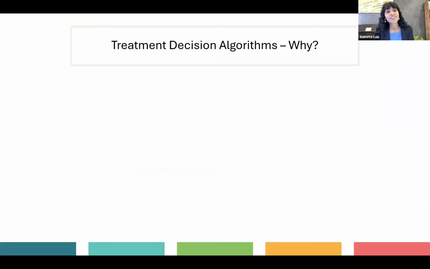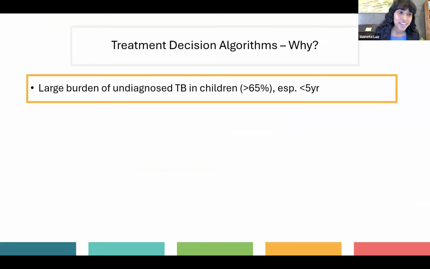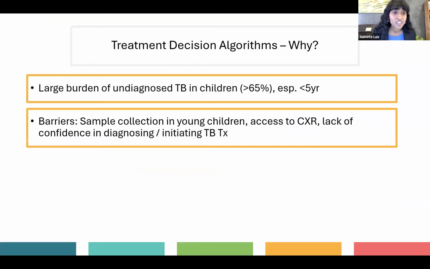So to start off, we ask ourselves, why do we need treatment decision algorithms? As Karen and Prof. Rabie have mentioned, there's a large burden of undiagnosed TB in children, especially in those under 5 years. Some mathematical models estimate more than 65% of underdiagnosis. So we ask ourselves, what are the barriers to making the diagnosis in our country? Some of them could be reluctance with sample collection in young children, lack of access to certain equipment, perhaps lack of access to chest X-ray, but also maybe a lack of confidence in diagnosing TB and initiating TB treatment, because it can be tricky at times.